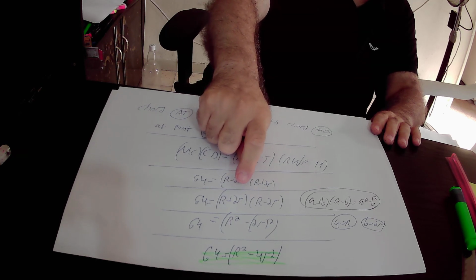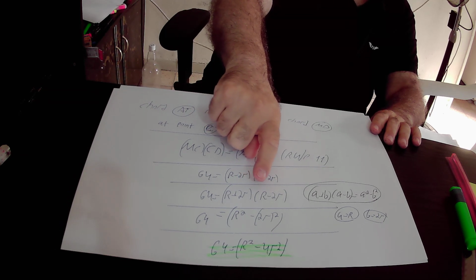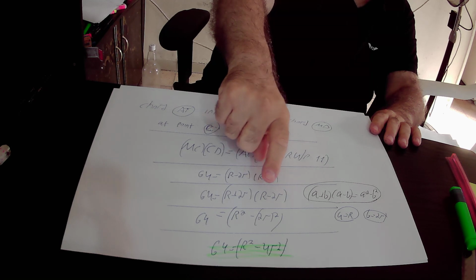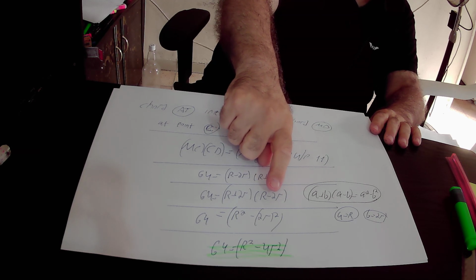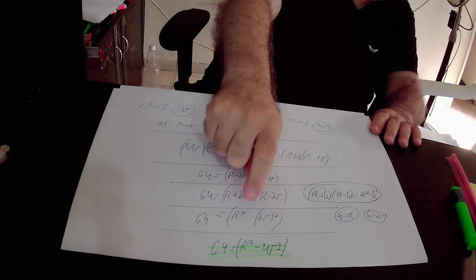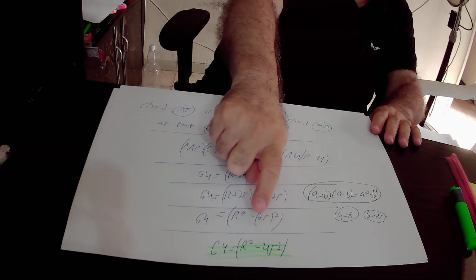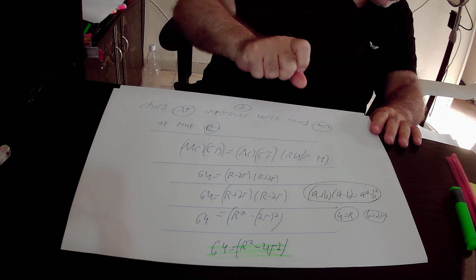Capital R squared minus 2R squared equals capital R squared, and minus 2R squared is minus 4R squared. So in conclusion, we found out that 64 equals capital R squared minus 4R squared. Okay.